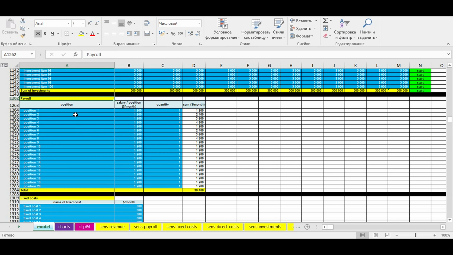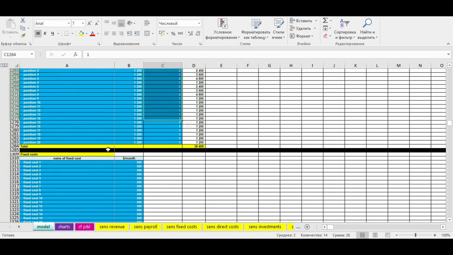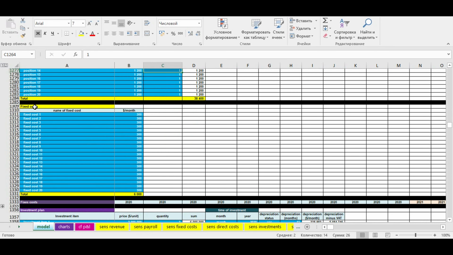Then we have a payroll table where we mention salaries, positions, and the amount of people on each position during the period we construct and sell the houses. Your construction company may also have some fixed costs during the period of constructing and selling houses. These costs can be specified here.